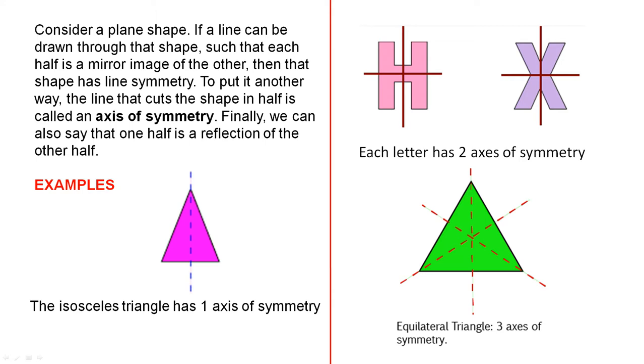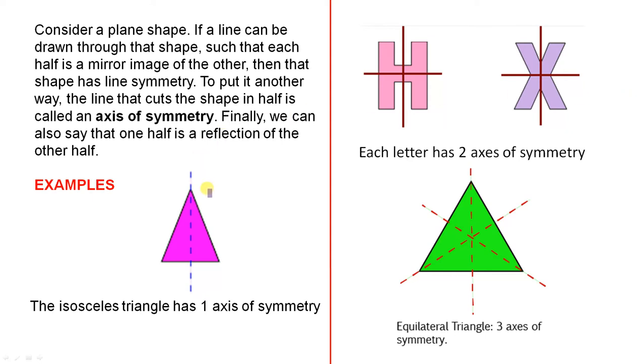Consider a plane shape. If a line can be drawn through that shape such that each half is a mirror image of the other, then that shape has line symmetry. To put it another way, the line that cuts the shape in half is called an axis of symmetry. Finally, we can also say that one half is a reflection of the other half.